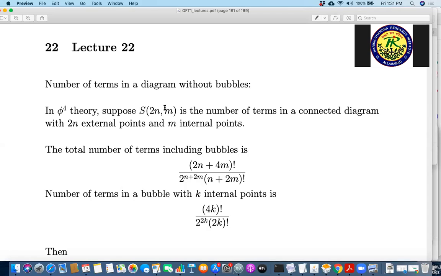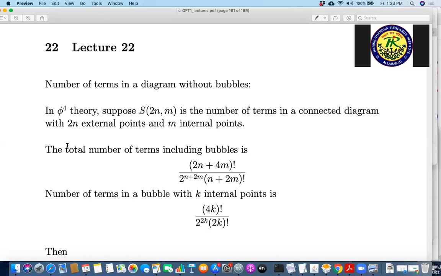So S 2n m is the number of terms in a diagram without bubbles, which has these 2n external points and m internal points. And this is what you want to count. The reason you want to count is that the sum of the combinatoric factors of all the Feynman diagrams should add up to this. This will be a check for any calculation that one does.